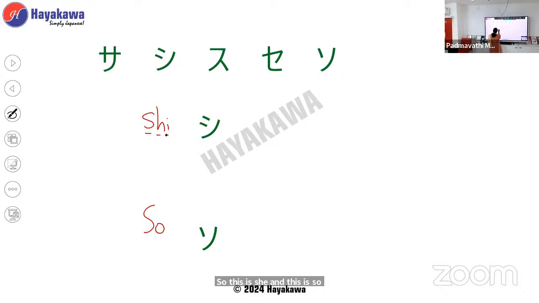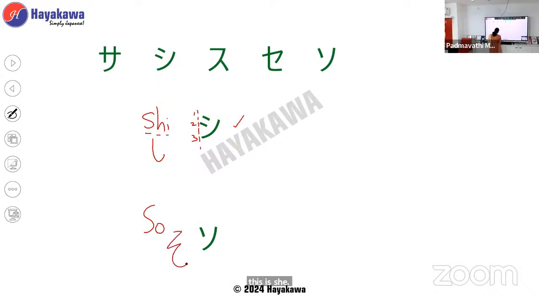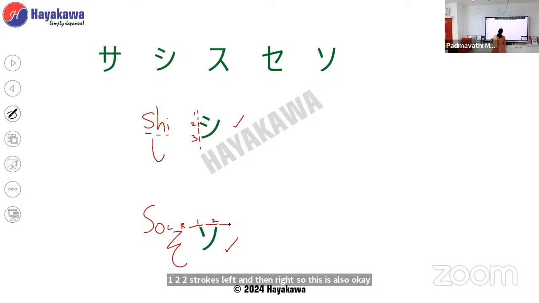So 1, 2, 3 strokes, and she starts from top to bottom. I'm going to put a line like this, so you see all 3 from the same base. So this is she. Now this is so, starts from left to right, 2 strokes, 1, 2, left and then right. So this is also okay. If I put a horizontal line like this, I should see both from the same base.